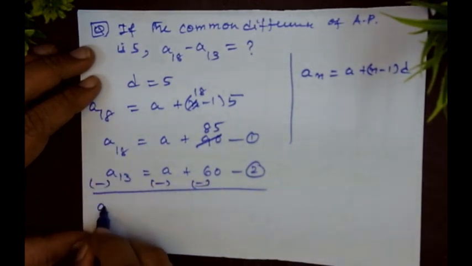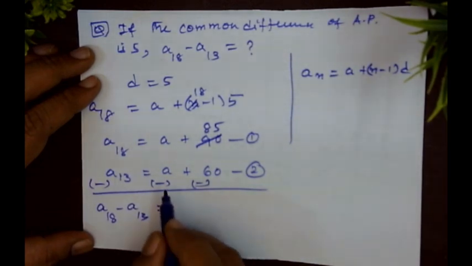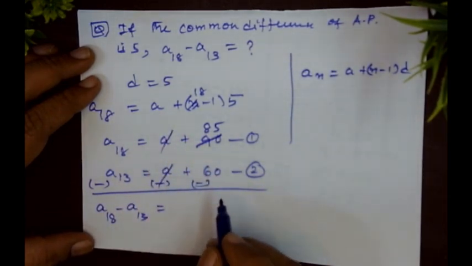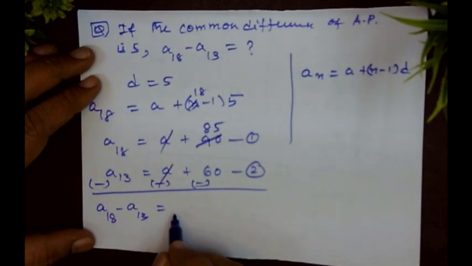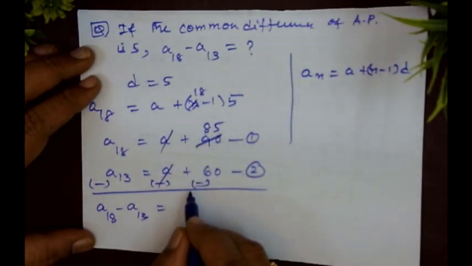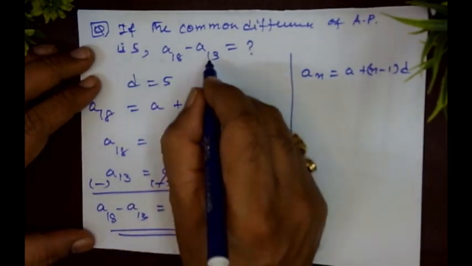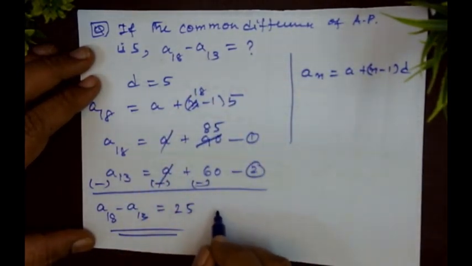a plus 85, and a13 is a plus 60. Now what is asked? a18 minus a13. So subtract equation 1 and 2. So a18 minus a13, a minus a cancelled. So 85 minus 60, how much? 25. So this is the answer. This is what was asked here. So that is equal to 25. Right?